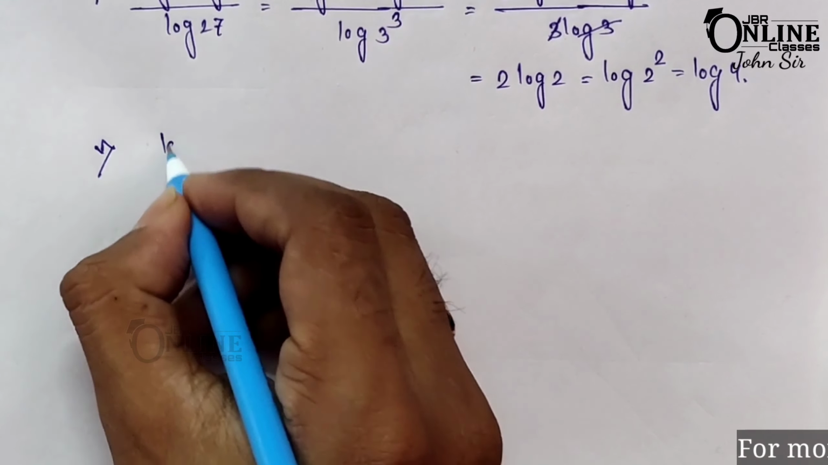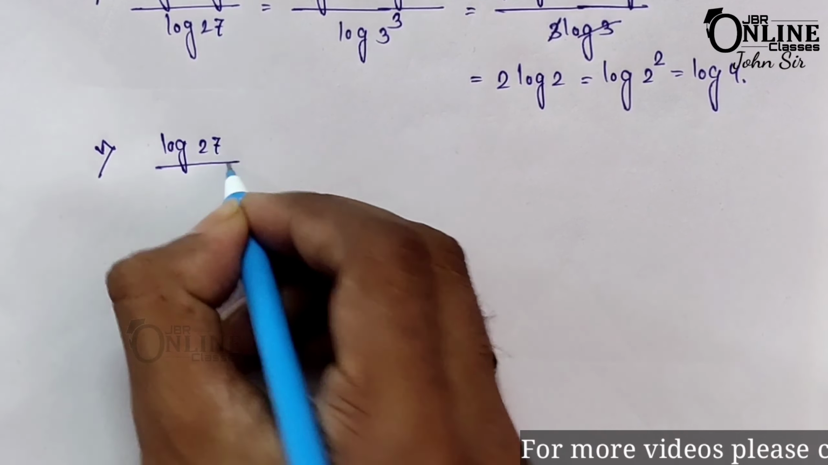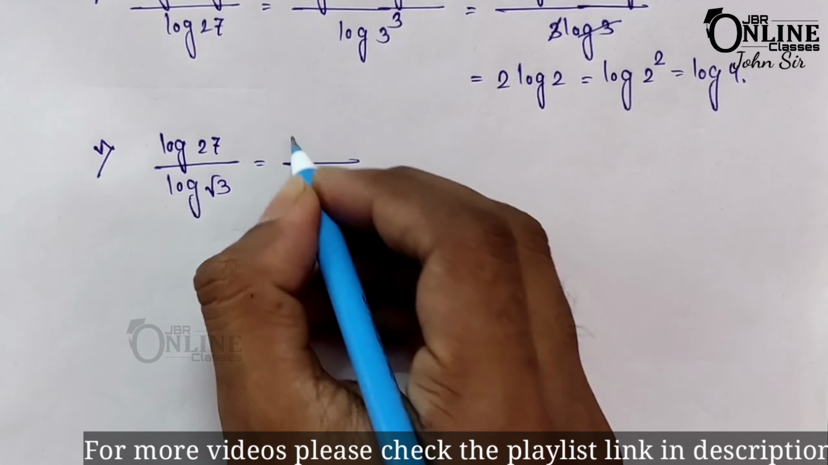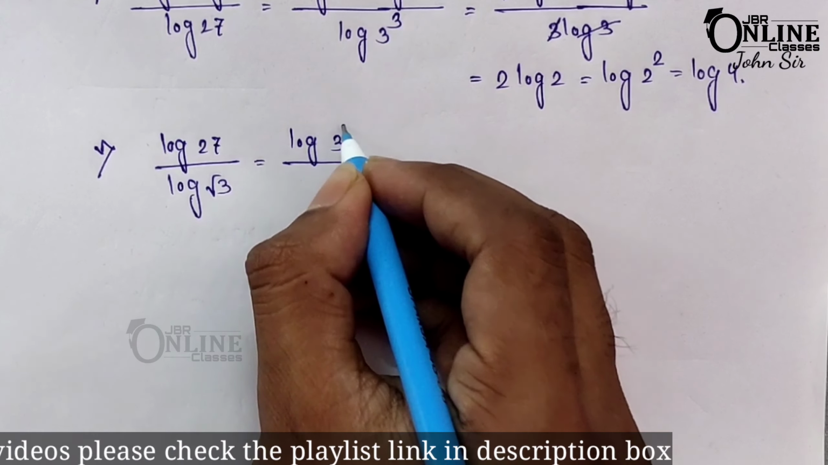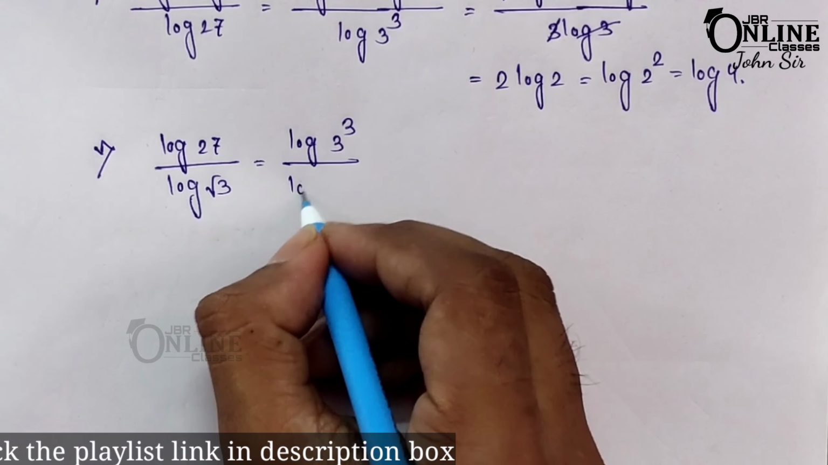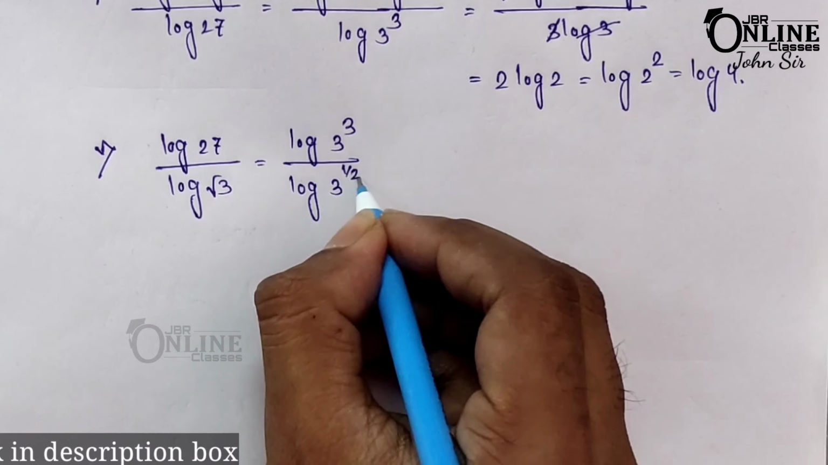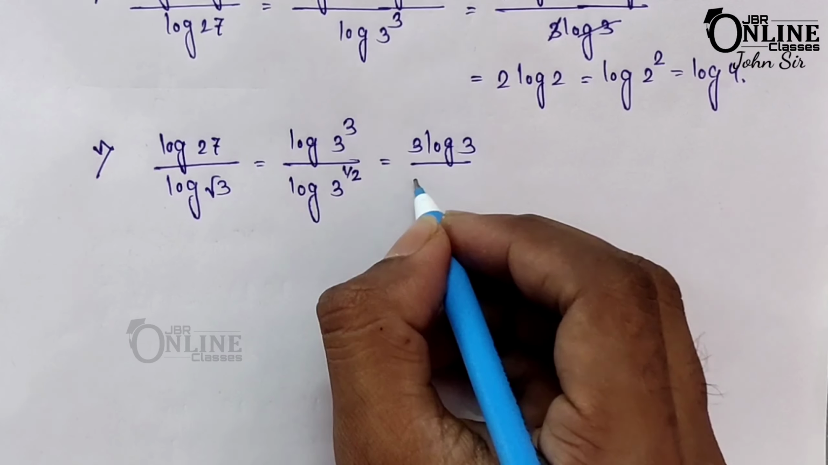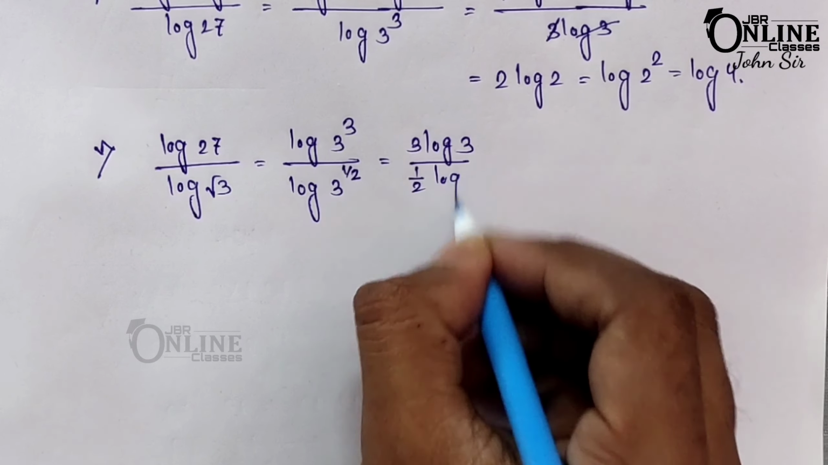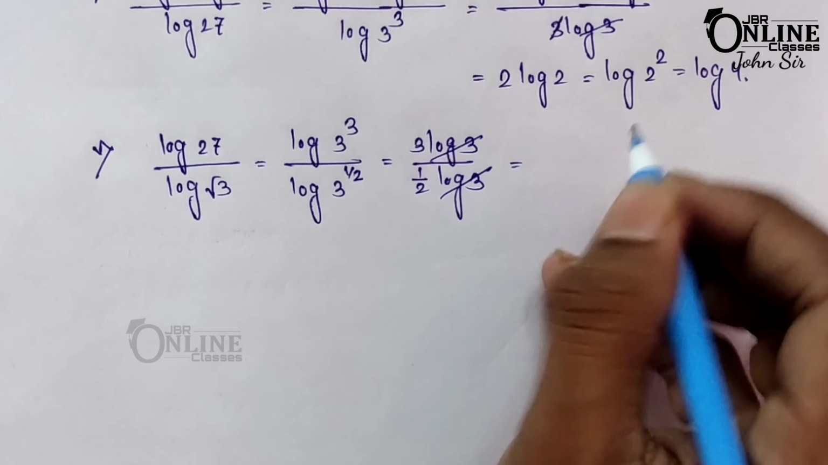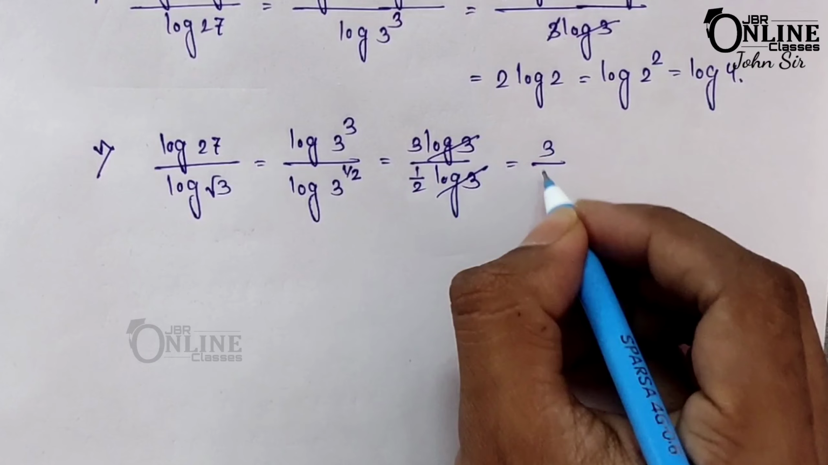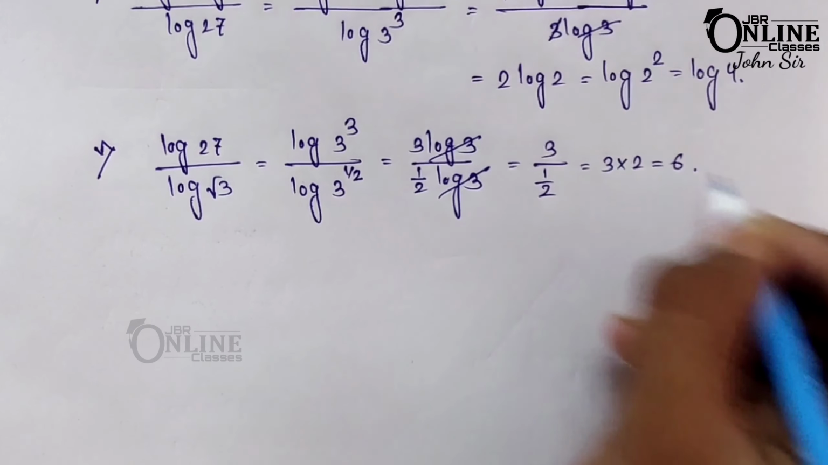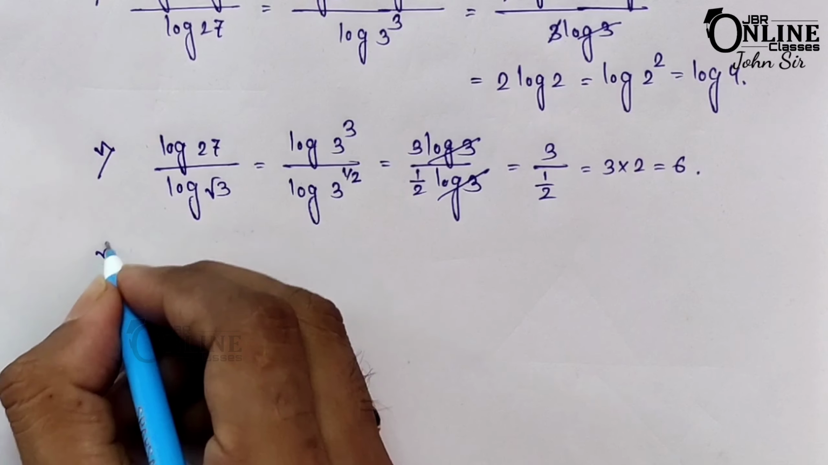Now 5. Here log 27 divided by log root 3. Log 27 means log 3 to the power 3, and log root 3 means log 3 to the power half. So it will be 3 log 3 divided by half log 3. Log 3 cancels out. So it will be 3 by half, that means 3 into 2. So that equals 6.